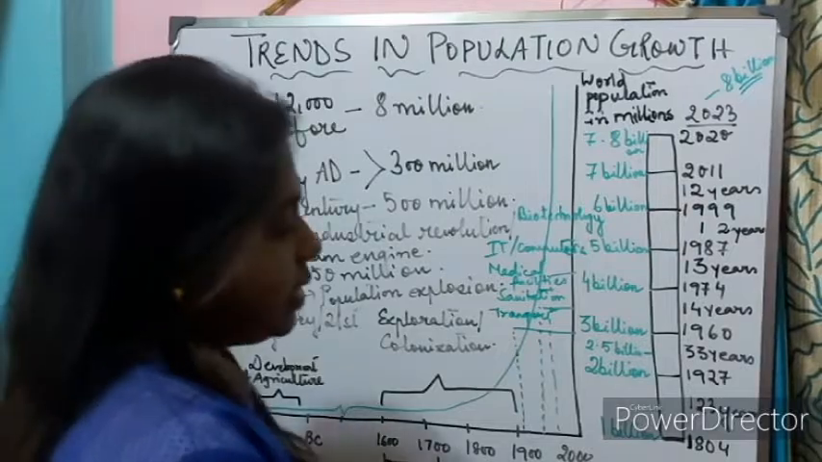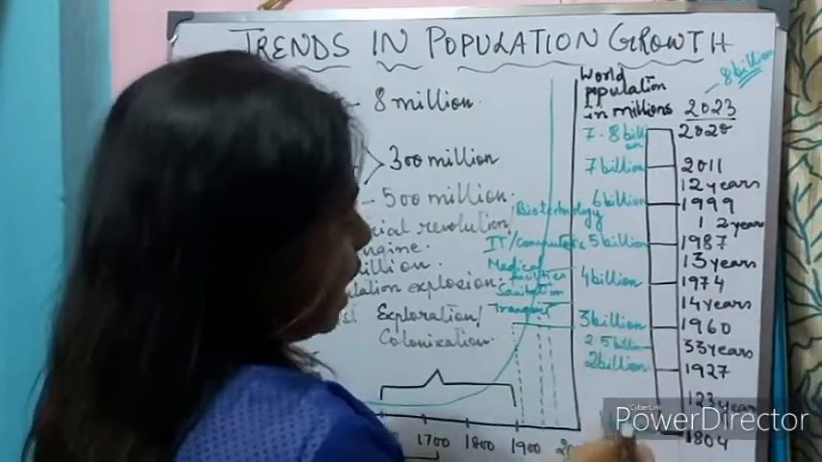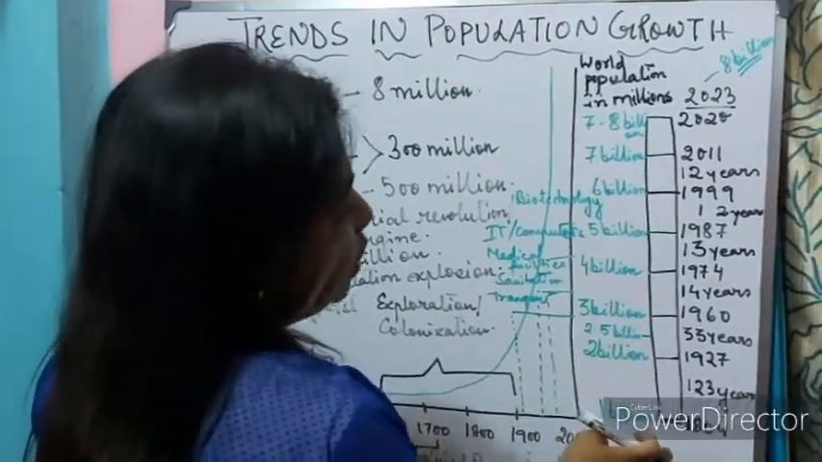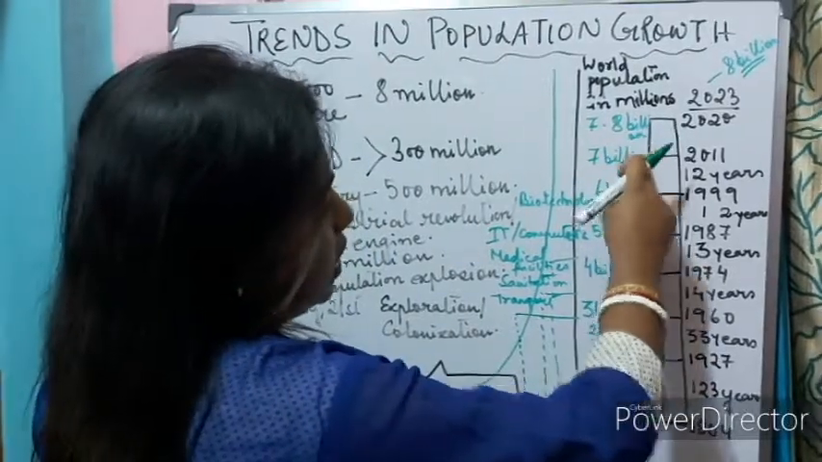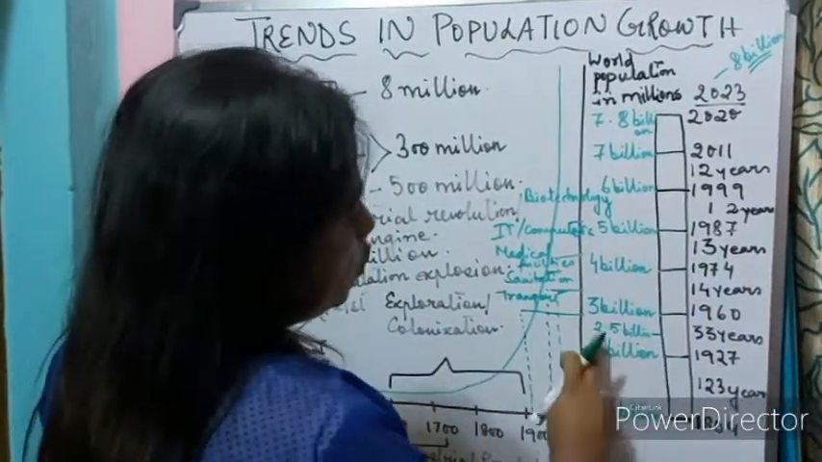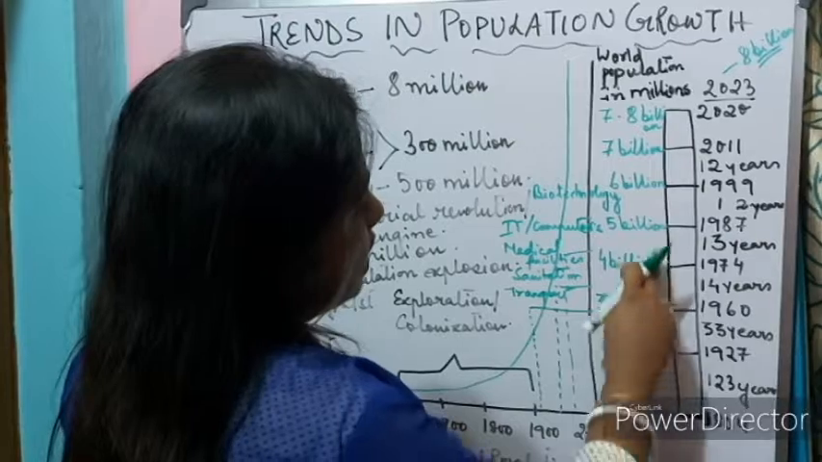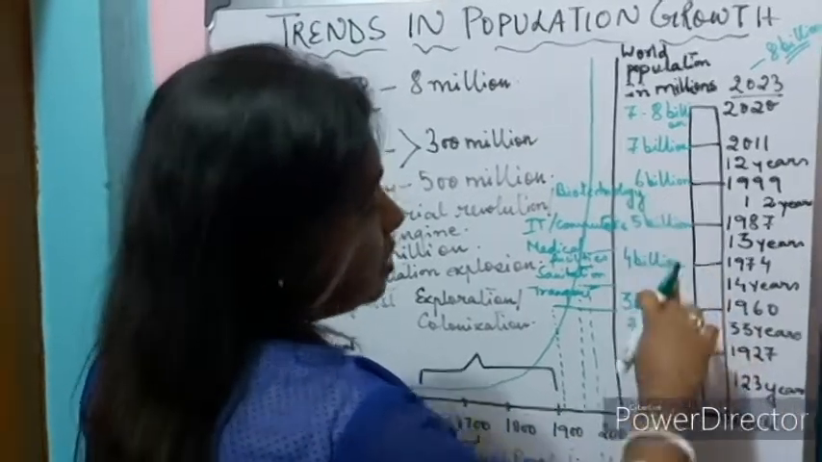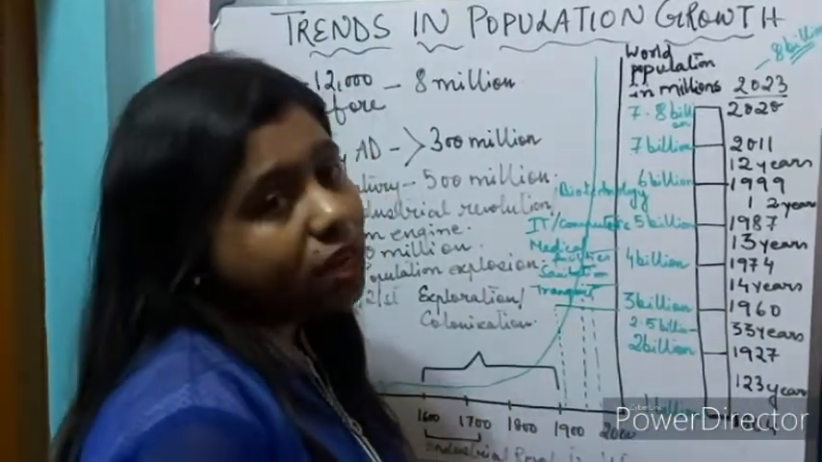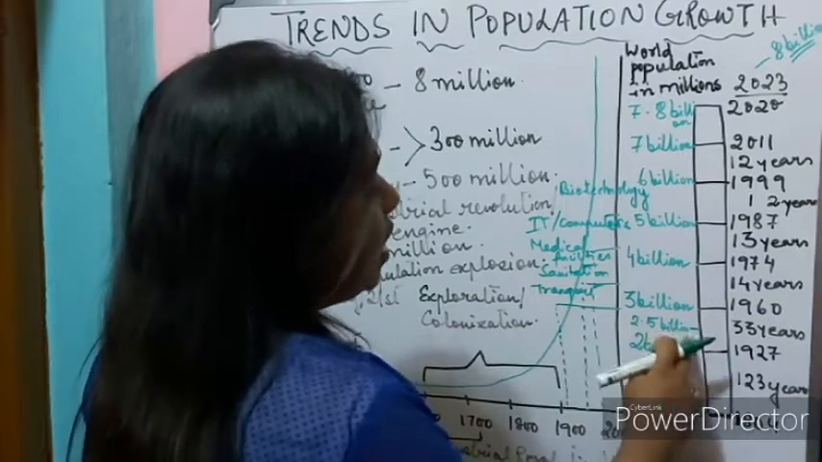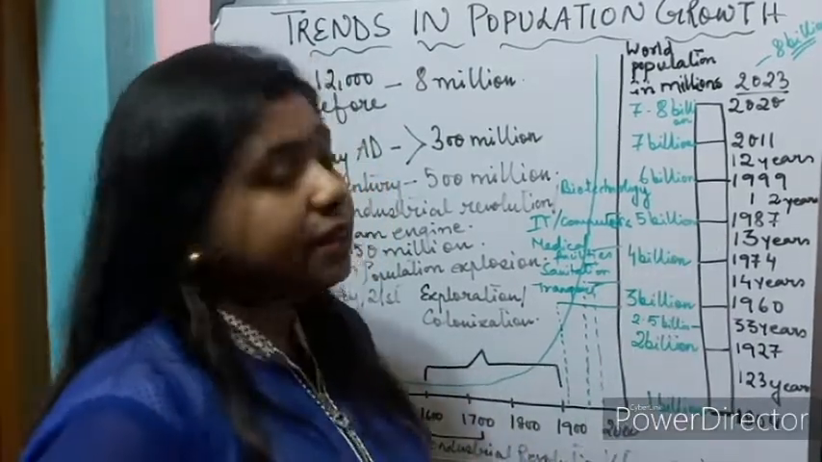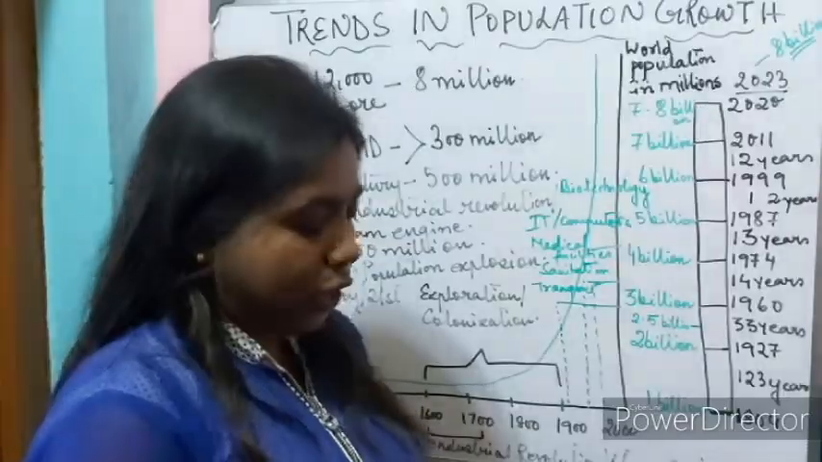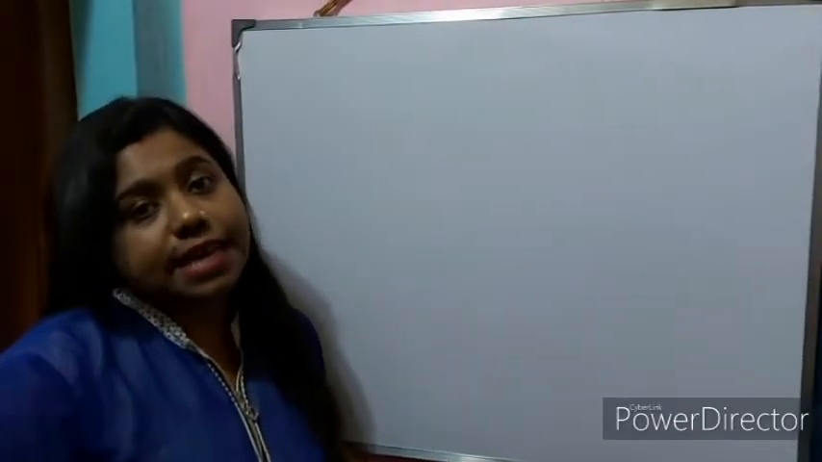So we can well understand how the population started increasing from 1804 to 2020. And from 1950 to 1987, this is the fastest time when the population actually doubled from 2.5 billion to 5 billion. Now let us understand what is doubling of population.